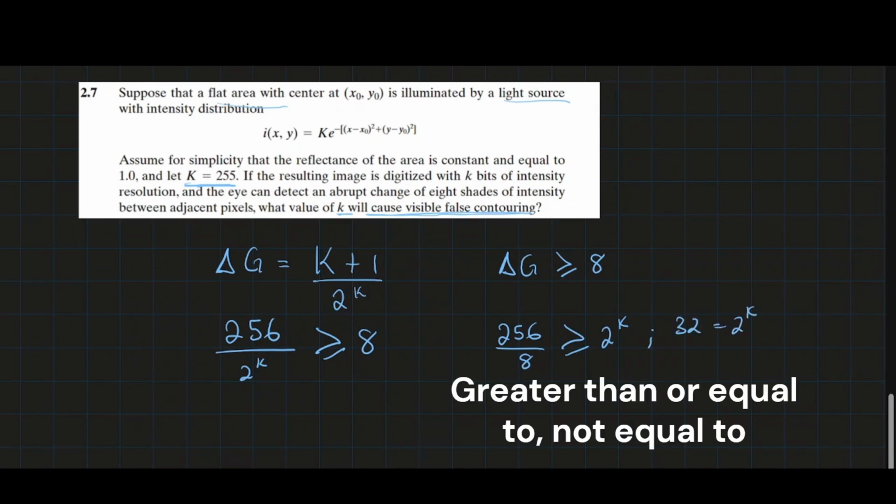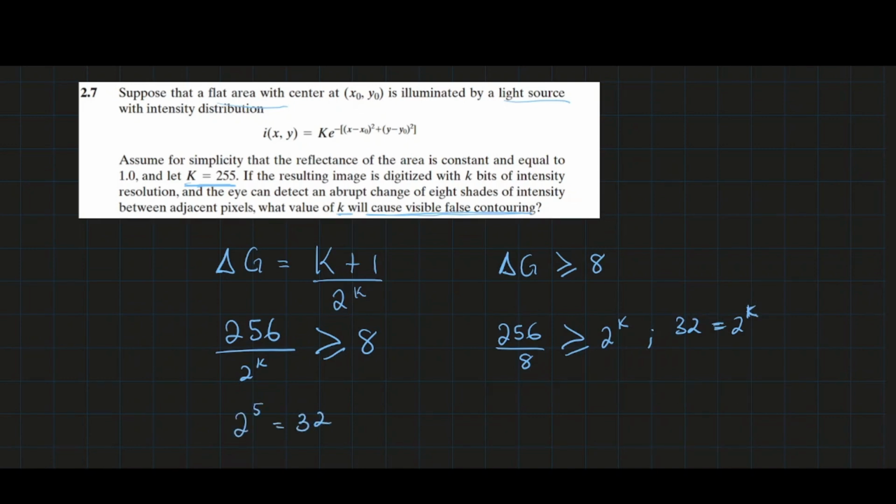So we need to find the value of k that can fit this inequality. I believe 2 to the power 5 is equal to 32. So therefore, k is equal to 5. So at k bits of intensity resolution, we are going to start seeing visible false contouring in this light source that is on a flat area.